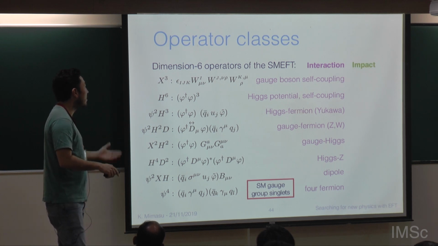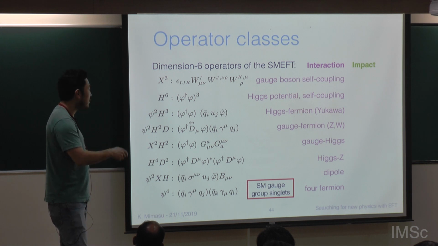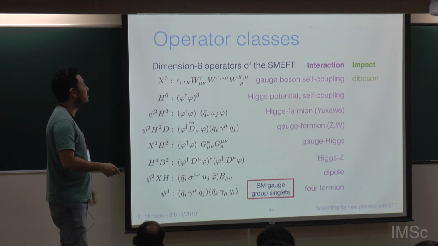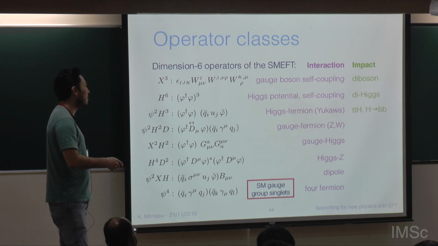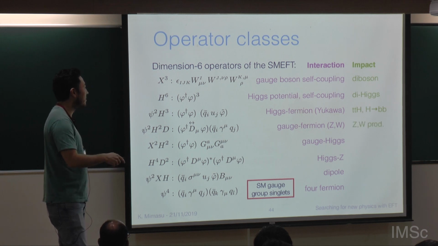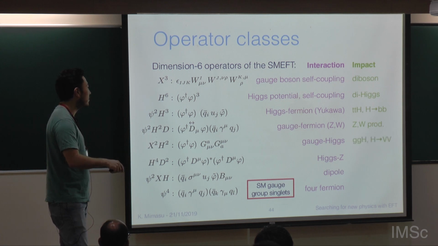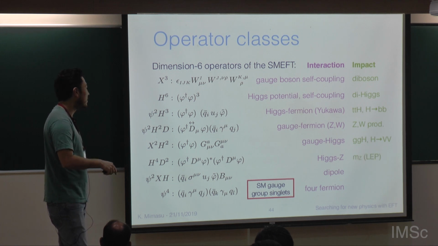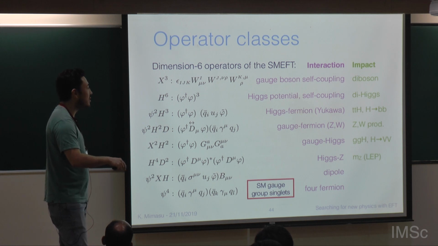So then you can think, well, what are various ways in which I can measure these interactions? And of course, for example, you could look at diboson production for this guy, di-Higgs production for this guy, ttH, H to b b-bar for these Yukawa operators. Here you might look at the features of Z and W production on shell. This one, for example, controls gluon-gluon fusion or Higgs decays, or production indeed, to electroweak states. MZ measurements for this Higgs Z interaction, because this also shifts the mass of the Z with respect to the mass of the W.